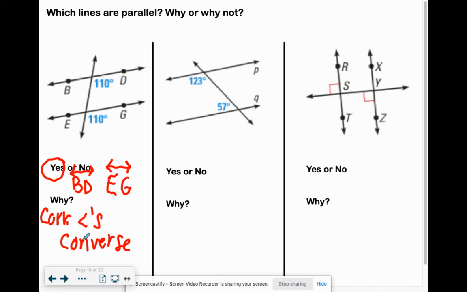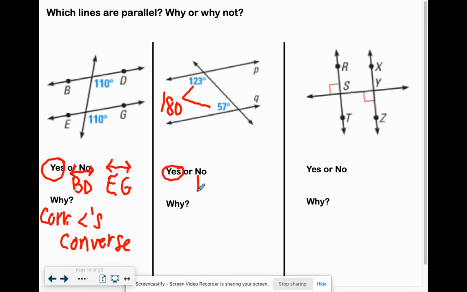Okay. Now, what kind of angles do we have here? Same side. They are same side, right? Do they add to 180? Can we check? What's 123 plus 57? Does that give us 180? Yeah. It does. So is that enough to say we have parallel lines? Yep. So now which lines are parallel?